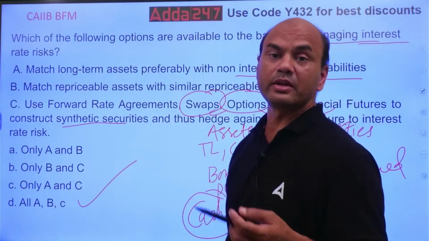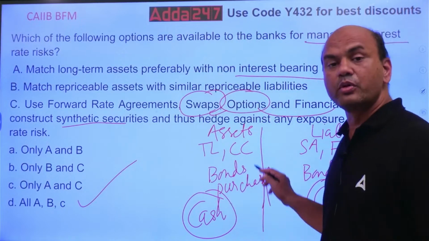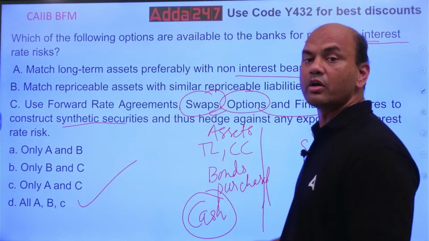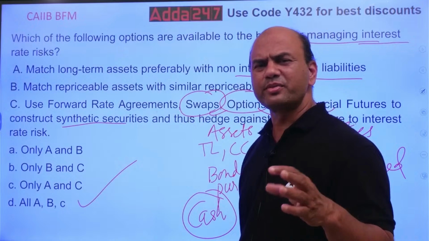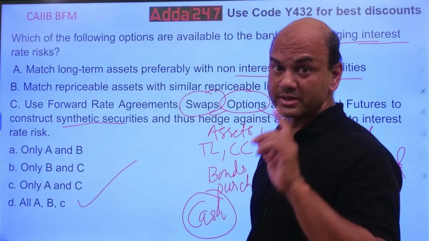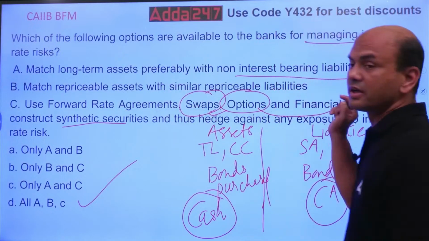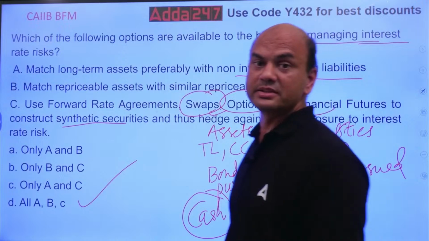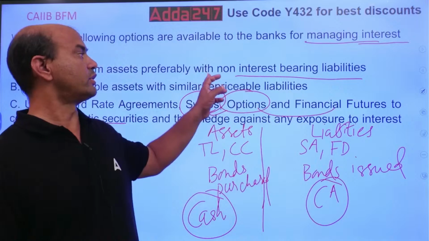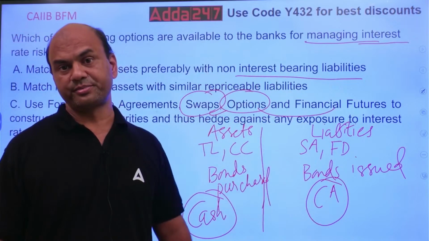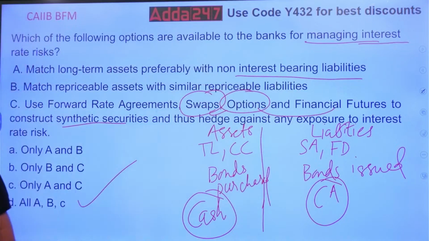Long-term assets. What do you mean by long-term assets? See these, bonds which are of more than 10 years or loans which have been given for more than 10 years. Let's say sometimes we allow 15 years also, depending on the permission. So match these long-term assets with non-interest bearing liabilities. Non-interest bearing liabilities means those liabilities which do not have interest, current account. Okay, match them with these current accounts. Got it? Clear?